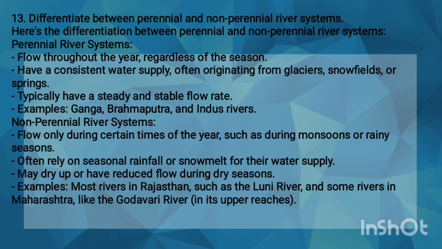In contrast, non-perennial river systems flow only during certain times of the year, such as during monsoons and rainy seasons, and rely on seasonal rainfall or snow melt for their water supply. These rivers may dry up or have reduced flow during dry seasons, with examples including most rivers in Rajasthan, like the Luni river, and some rivers in Maharashtra, such as the Godavari river in its upper reaches.